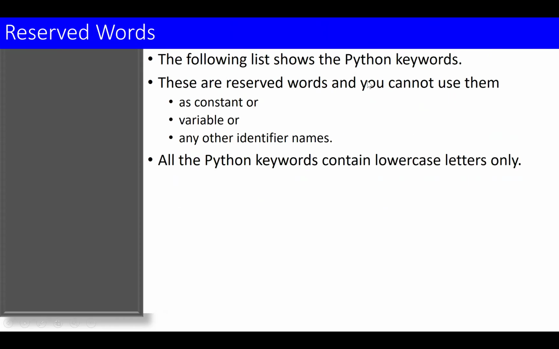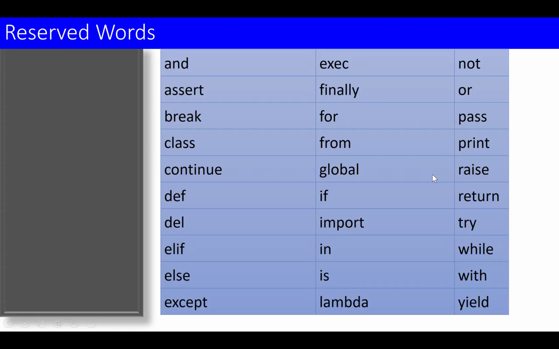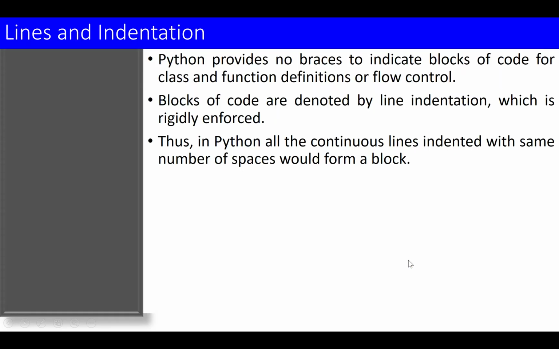The following list shows the Python keywords. These are reserved keywords, and you cannot use them as constant, variable, or identifier names. So some names are reserved. All the Python keywords contain lowercase letters. Some examples we use often: the print statement, if statement, else statement, class statement, break, and while. All these we are going to use in regular programming.